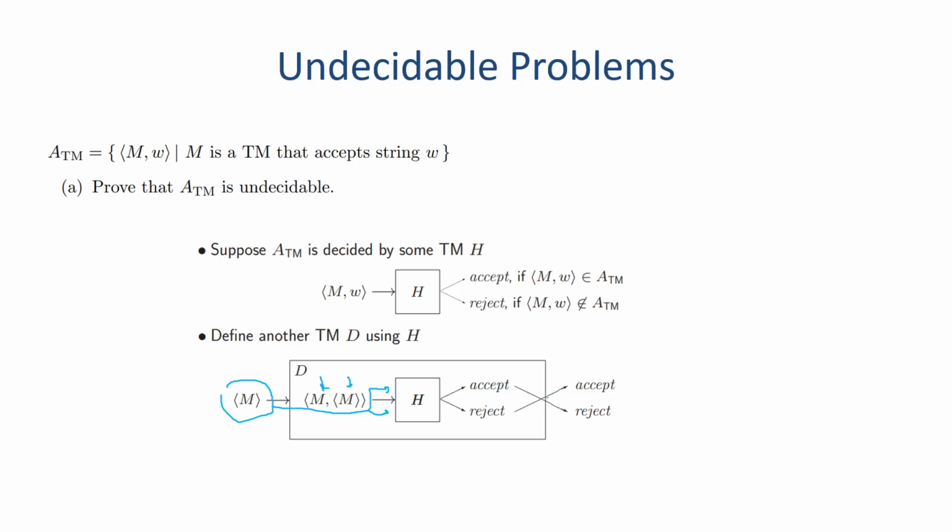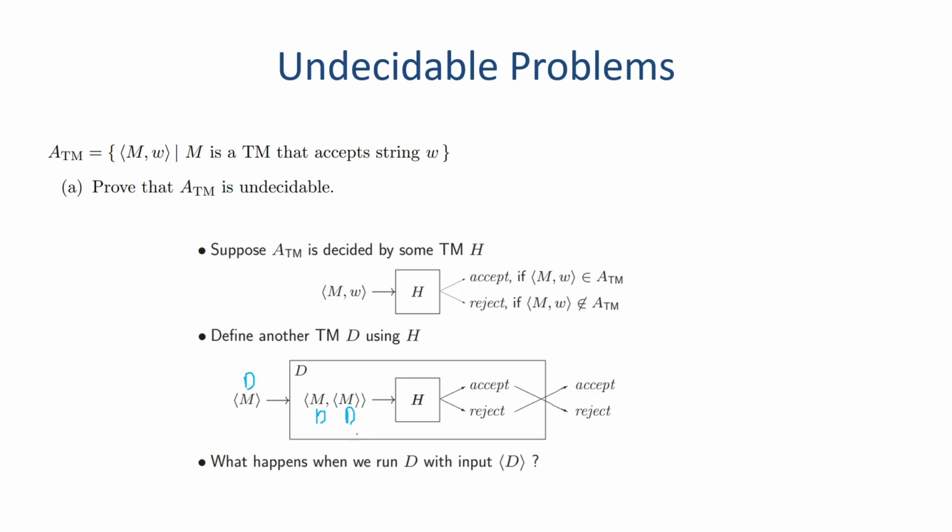Why? By construction, because we want to reach some contradiction. So when H says yes, D will say no. And when H says no, D will say yes. And then we come to the question, which is what happens when we run D on itself as input. And this is the contradiction part. We're asking, okay, this is the machine D we created. What happens when it takes itself as input? In other words, what will H say when D takes itself as input?